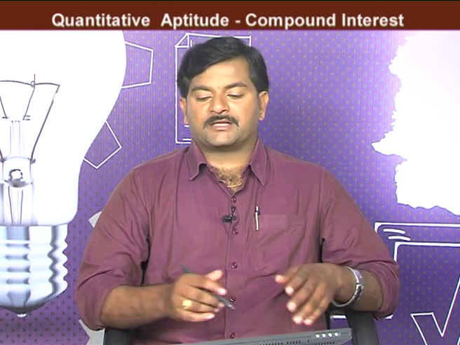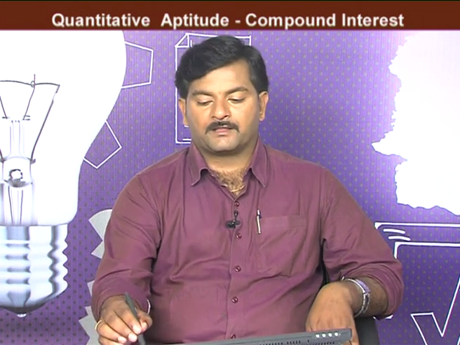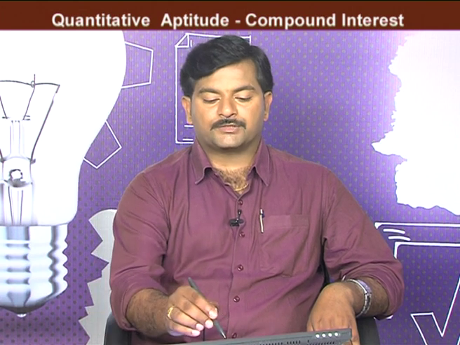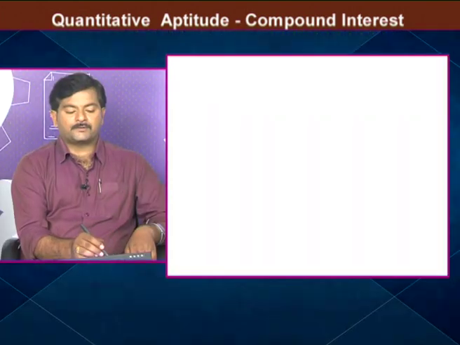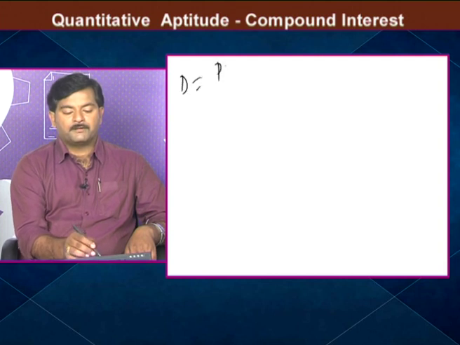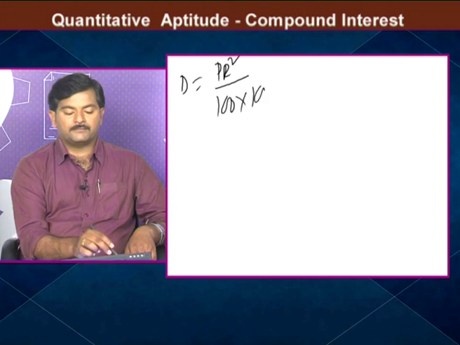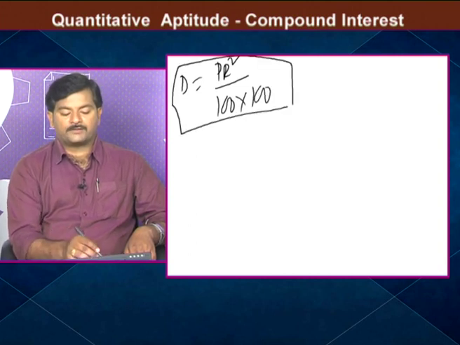R value given, P value given. We have to find out the difference between the SI and the CI. Let's start the solution. The formula is D is equal to PR square by 100 into 100. So now we have to find out the D value.